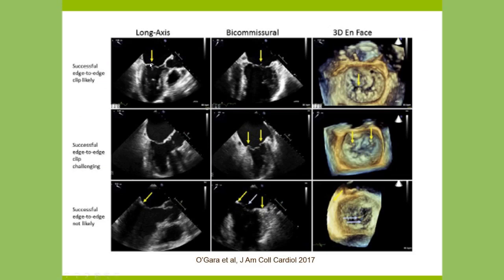Again, P2 is flail here. You see that in the bicommissural view. You see it in the 3D. It's a narrow segment here. You can put one clip right here where I'm putting the arrow, and this patient should do very, very well.